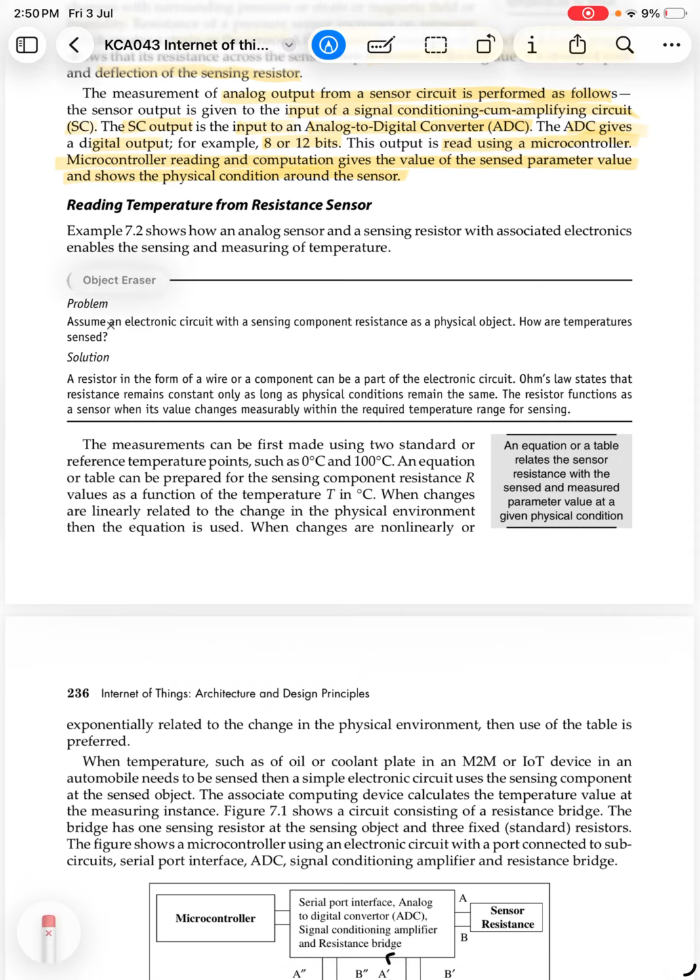Problem. Assume an electronic circuit with a sensing component resistance as a physical object. How are temperatures sensed? Solution. A resistor in the form of wire or component can be part of the electronic circuit. Ohm's law states that resistance remains constant only as long as physical conditions remain the same. The resistor functions as a sensor when its value changes measurably within the required temperature range for sensing.